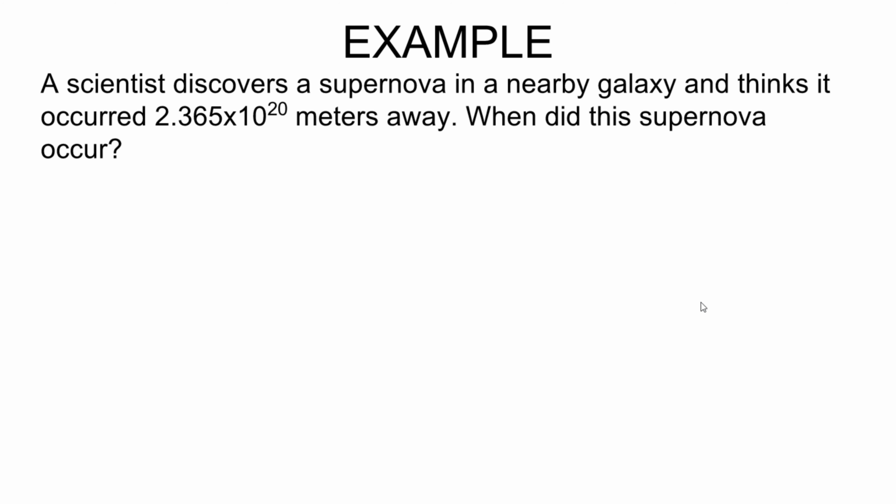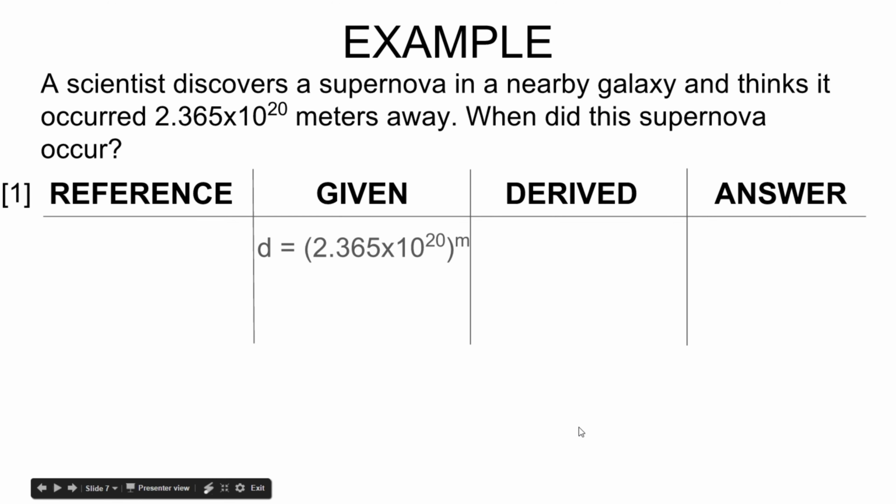Example: a scientist discovers a supernova in a nearby galaxy and thinks it occurred 2.365 times 10 to the 20 meters away. When did this supernova occur? Let's write our columns. Write our given fact, the distance, which I symbolize with D. I give it a value and a unit. I think I'll describe my time with years because we're dealing with big numbers and big distances.